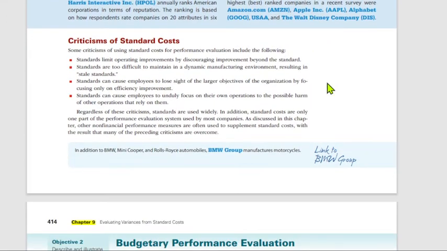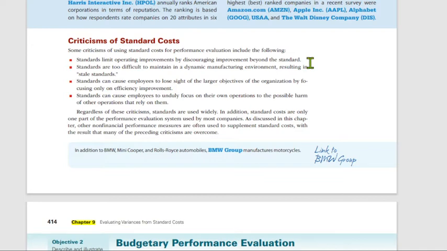So there are criticisms under the standard costing. One is that standards limit operating improvements by discouraging improvement beyond the standard. Because kapag nag-set tayo ng standard, ang mindset ng managers and all the subordinates is that kapag na-achieve na natin yung standard ay okay na tayo. So it discourages improvement that is beyond the standard. Kung mas mataas pa doon sana sinet na standard ay better.